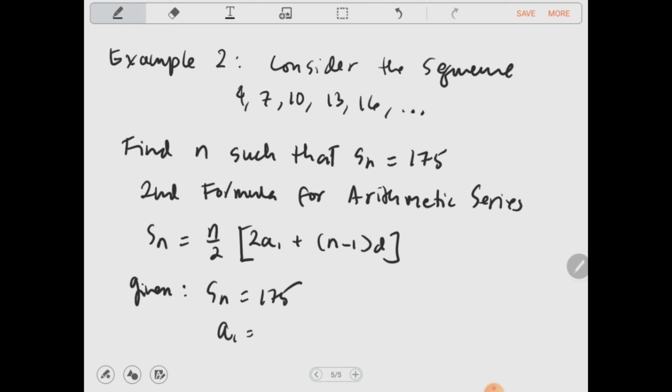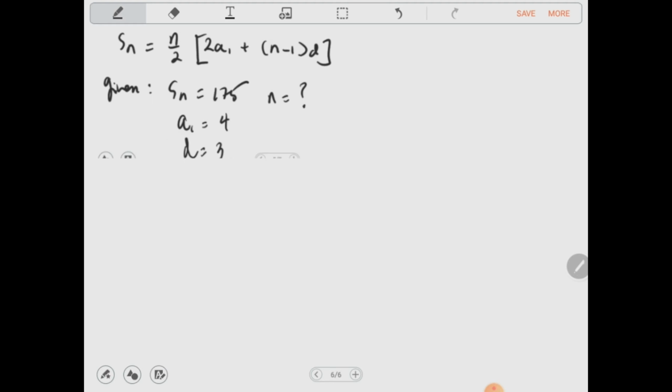Okay, so let us list down the given. We have the sum of the series, which is equal to 175. Still need the a sub 1, the first term, which is equal to 4, and the common difference of 3. Now we don't have n because we are looking for the value of that variable, that is, how many terms we need to use in order to get the sum of 175.